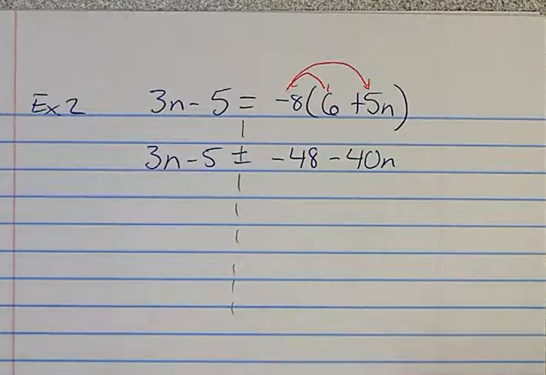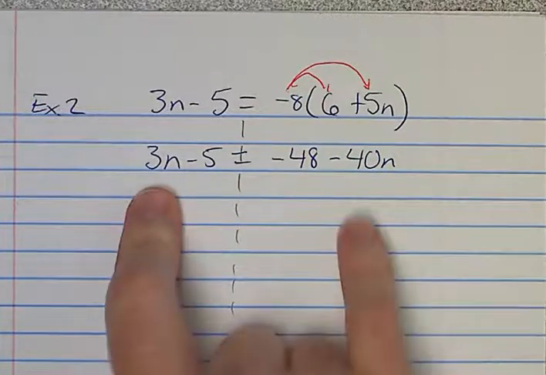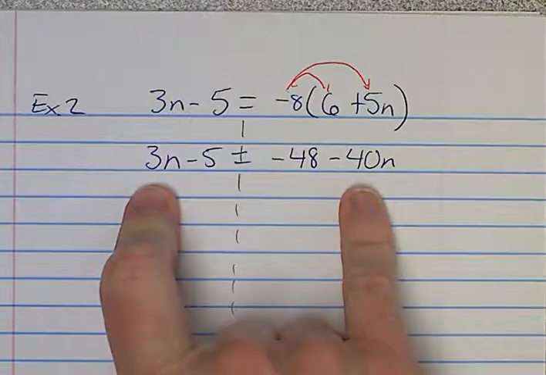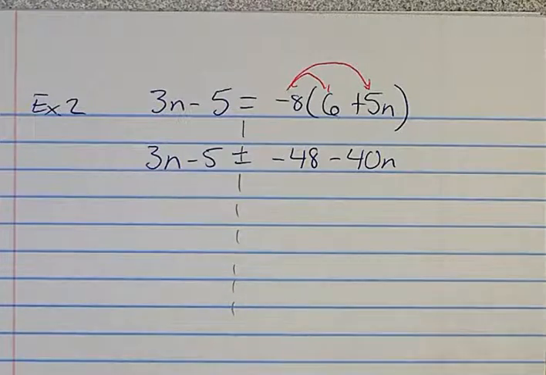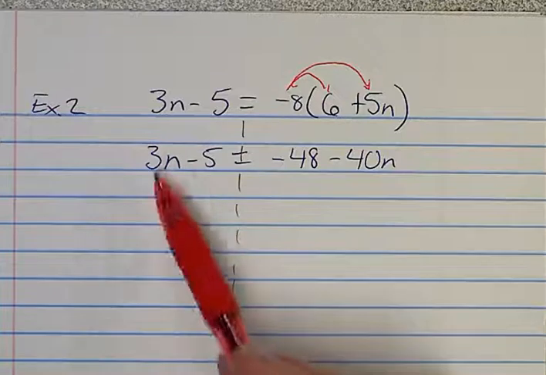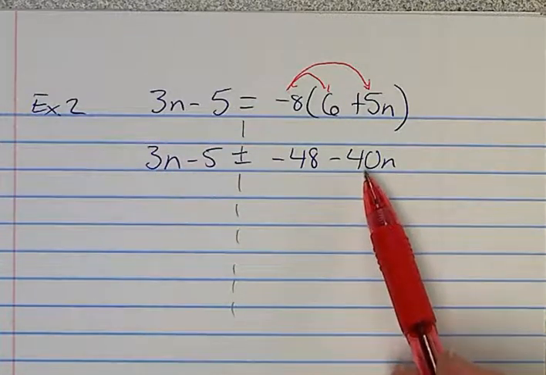So from here, you're going to start moving your variables around. You've got 3n over here and a negative 40n over here. You've got to get all the n's to one side and all the numbers to the other side. And it really doesn't matter which way you go. But for me, if you've got a positive n and a negative n, I tell people get rid of the negative first.